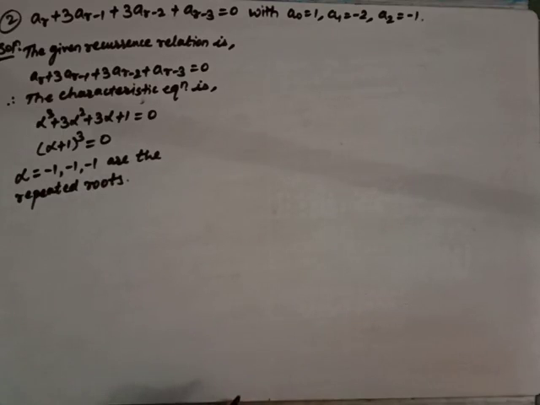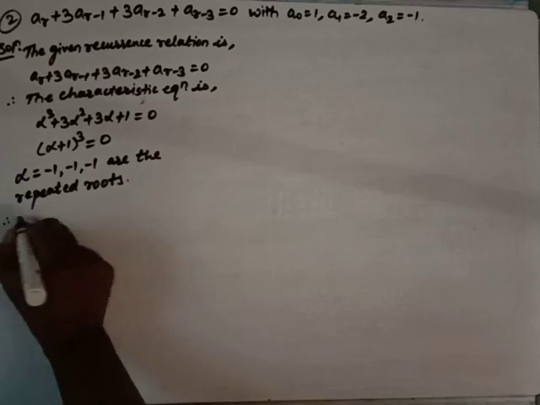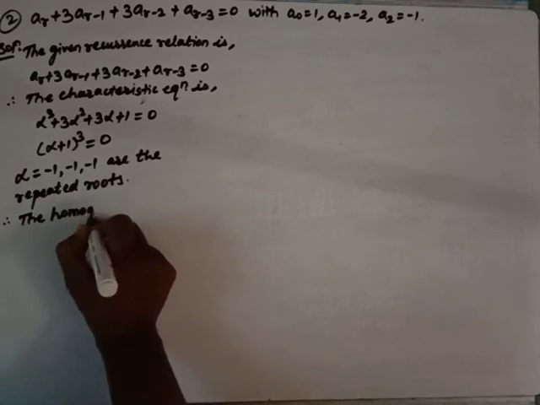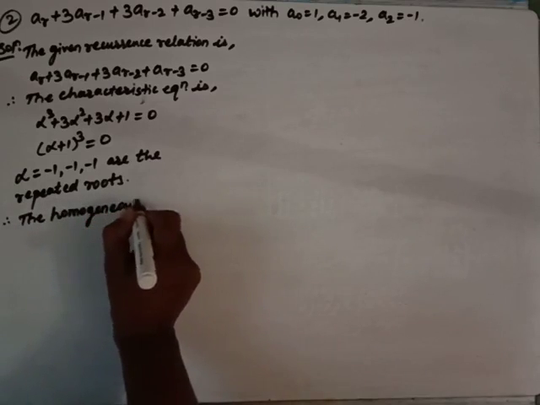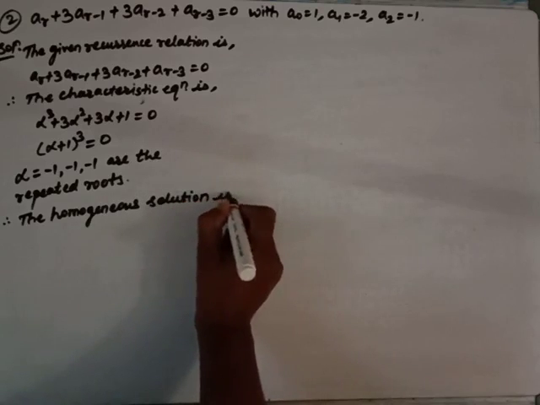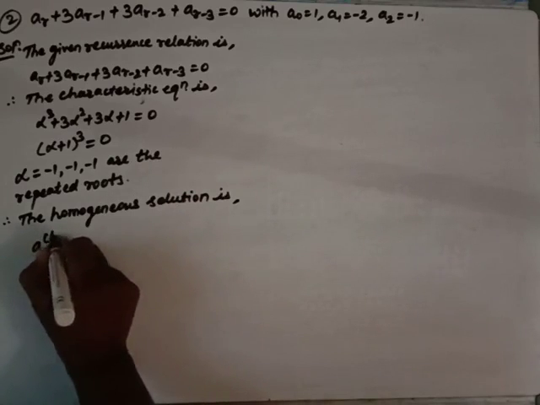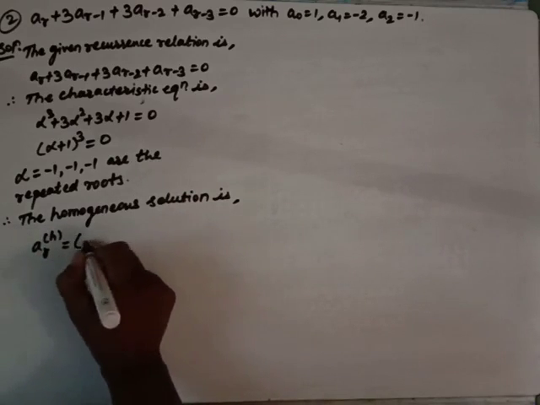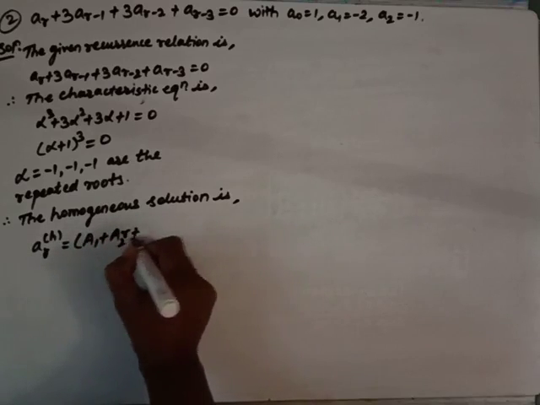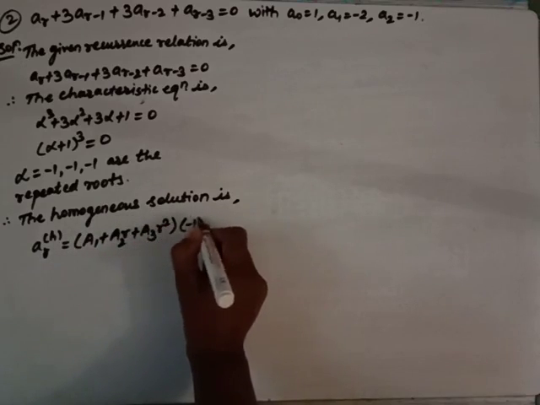As these are repeated roots, the homogeneous solution is a_r^(h) = (A1 + A2 r + A3 r squared) times (-1) raised to r.